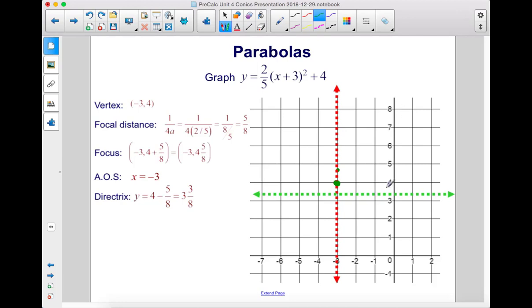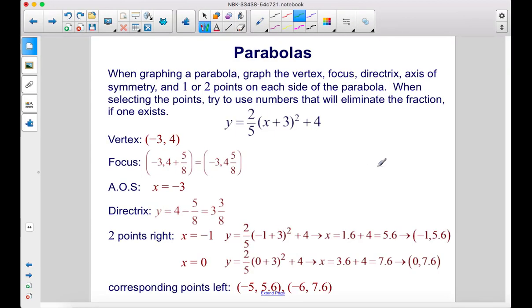And let's pick a sample point over here, just so we know how wide the parabola is. When x equals 0, this is 3 squared, which is 9, times 2 is 18, divided by 5 is a little bit more than 3.5, plus 4 would be a little bit more than 7.5. So it's going to be right there somewhere. So our parabola looks something like this.